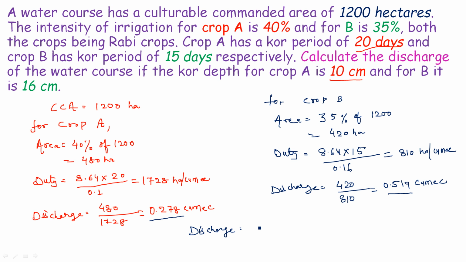So the total discharge required for the field is 0.278 plus 0.519. Just add these, and it will be 0.797 meter cube per second or cubic. So this is the total water required for this area. The answer will be 0.797.